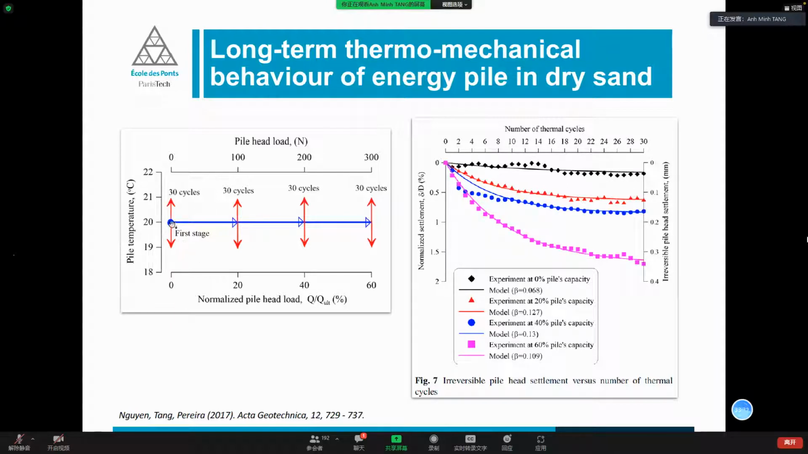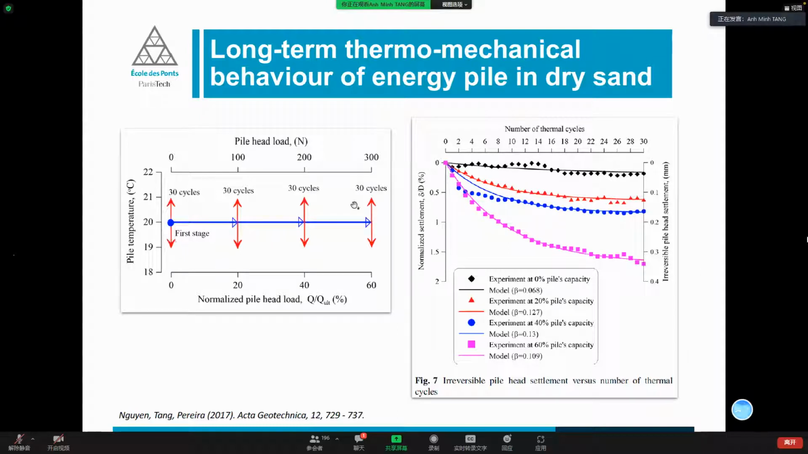So here is again the test program. We apply load, we compare to the pile resistance, let's say the pile capacity, which we estimate by mechanical load, and then we apply loads corresponding to 0%, 20%, 40%, and 60% of the pile capacity. Normally for a standard pile, the pile head load should be between 20 and 40% of the pile capacity. And for each constant load here, we apply 30 thermal cycles.